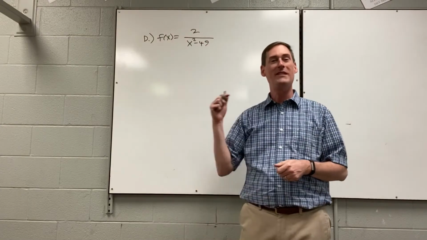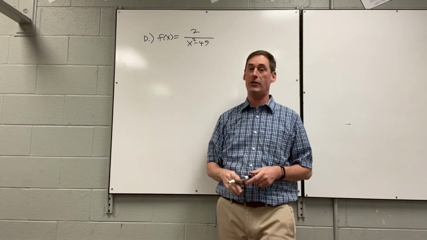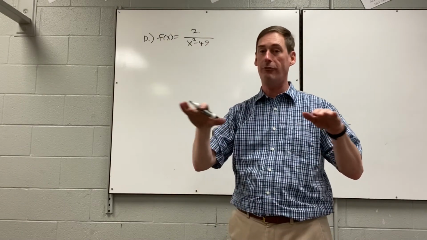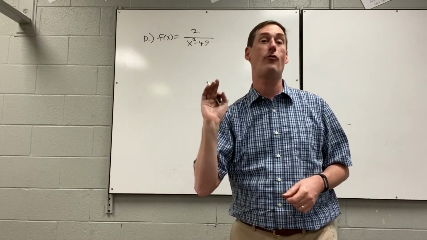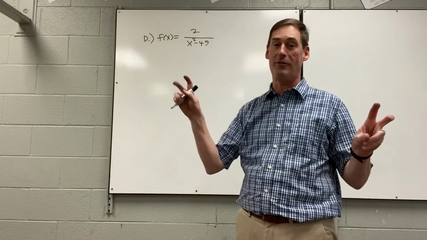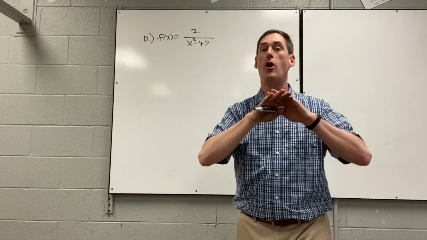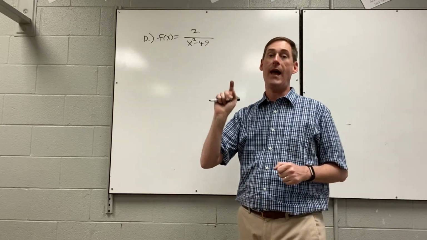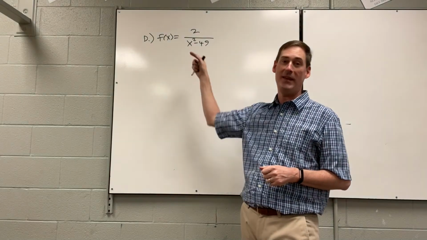All right, problem D, the last one. F of x equals 2 over x squared minus 49. Now, scan for any issues we might have here. We need this to be derivative ready. It's a little slang that I like to use in my class, derivative ready. So, is it derivative ready? Are there any radicals? No. Are there any x's on the bottom? Oops, there's an x on the bottom. Yeah, we can't have that.